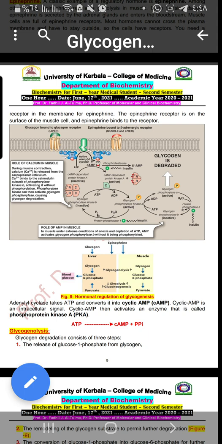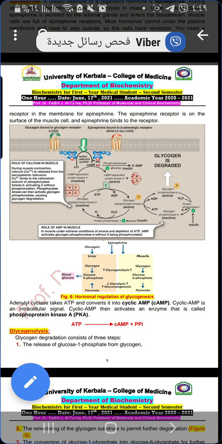The enzyme glycogen phosphorylase is affected by glycogen phosphorylase kinase B and glycogen phosphorylase kinase A. Glycogen phosphorylase A and glycogen phosphorylase B are present as active and inactive forms respectively, and are affected by the insulin hormone.